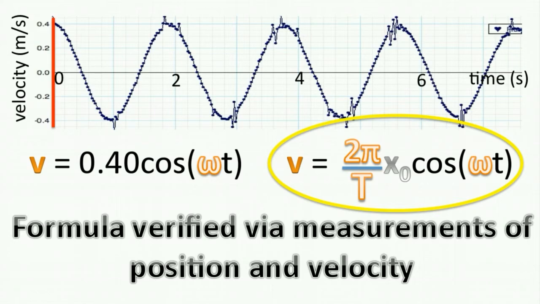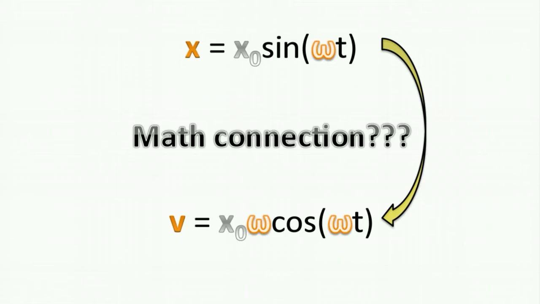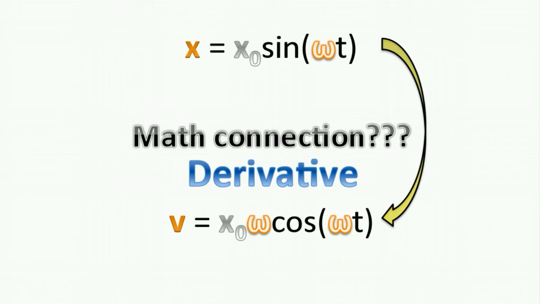So through the position time graph and the velocity time graph, we have verified that this expression is correct for the velocity. Now, is there a math connection between these two expressions? There is. To study that math connection, we have to study calculus and use something called a derivative. That's not the purpose of this video today.